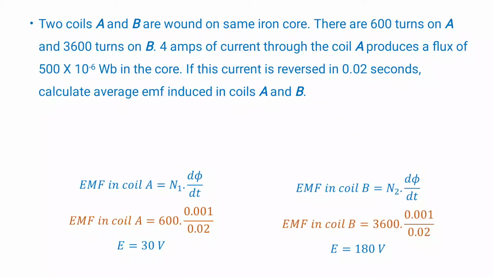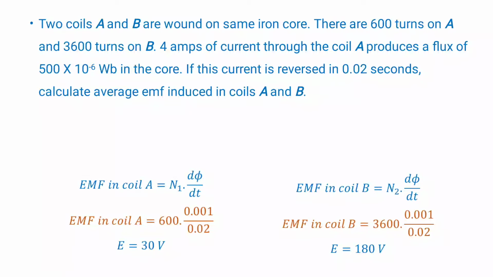Now let us see one more problem and wind up the class. This one is about mutual inductance. There are two coils A and B wound on the same iron core. There are 600 turns on coil A and 3600 turns on coil B. Now 4 amps of current passing only through coil A produces a flux of 500 into 10 power minus 6 Weber in the core. If the current is reversed in 0.02 seconds, calculate the average EMF induced in coils A and B.